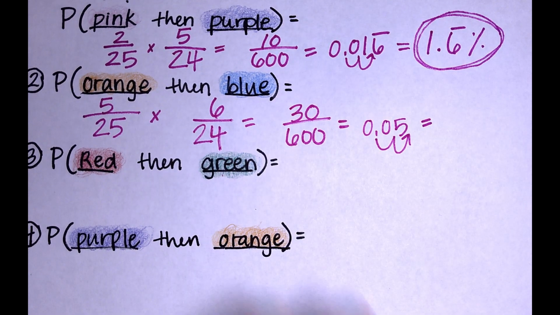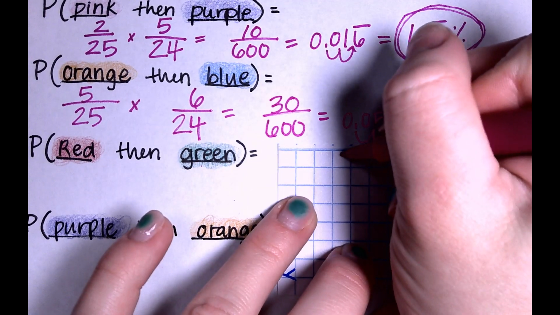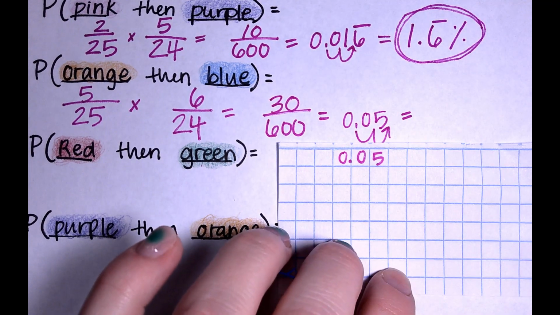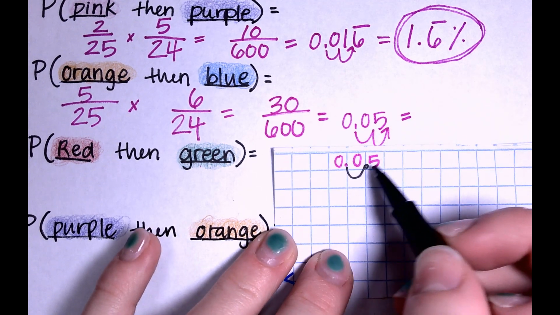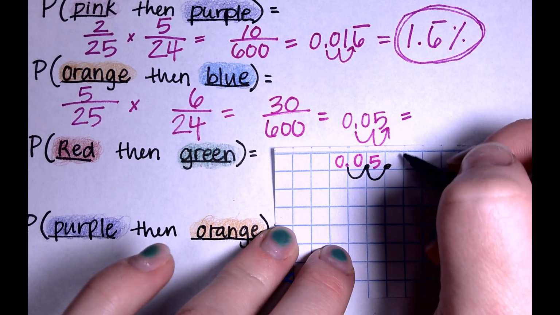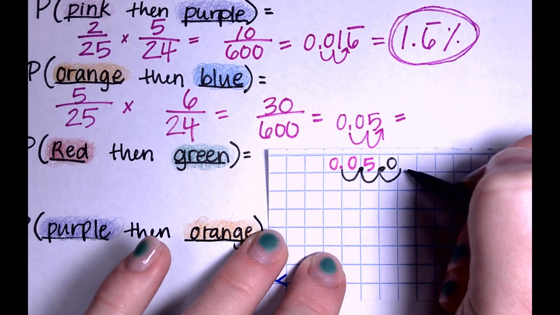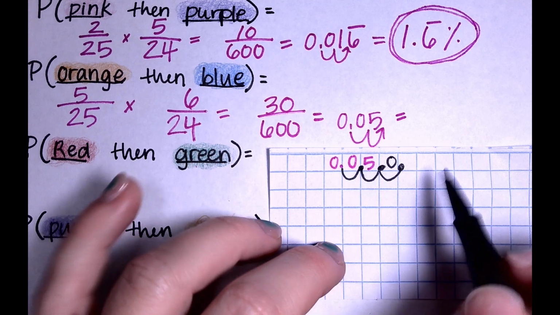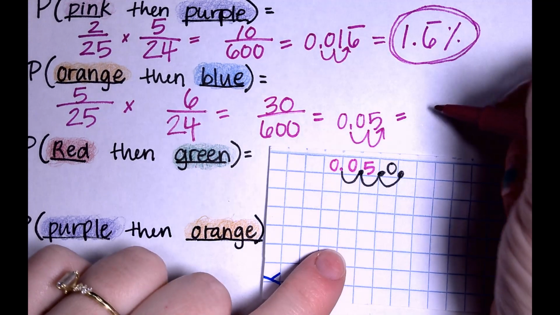Like here, I'm going to write in these boxes to show my spaces. I have 0.05. Okay. If I move it 1 space, now I have 0.5. I move it 1 more space, now I have 5.0. It would be 50 if I moved it 1 more, and now the decimal is after the 0. But we're only moving 2 spaces, so it actually will be 5%. 5%.